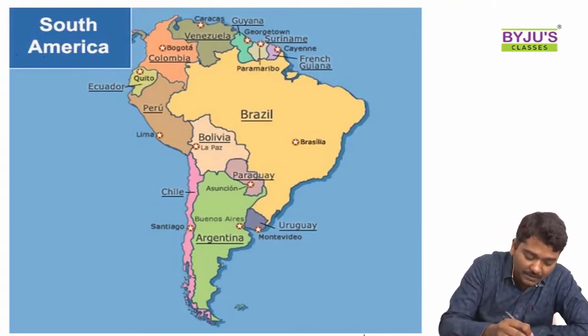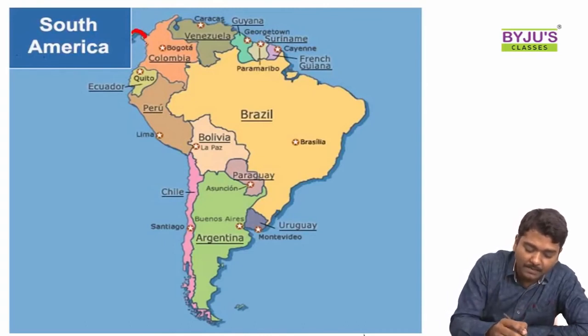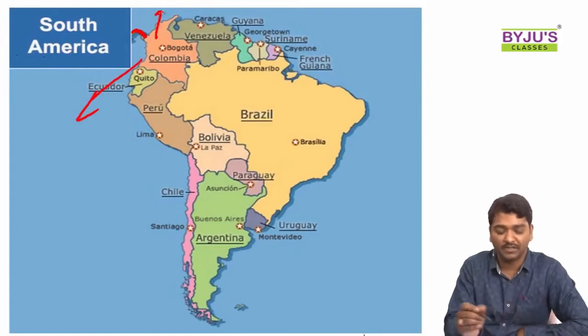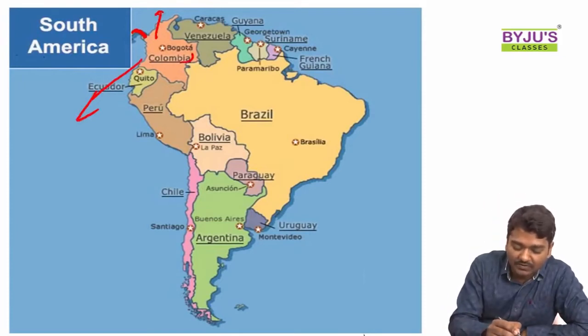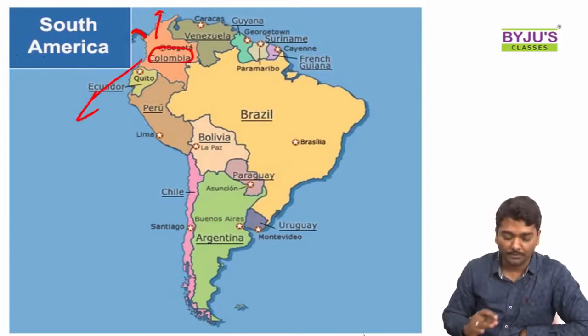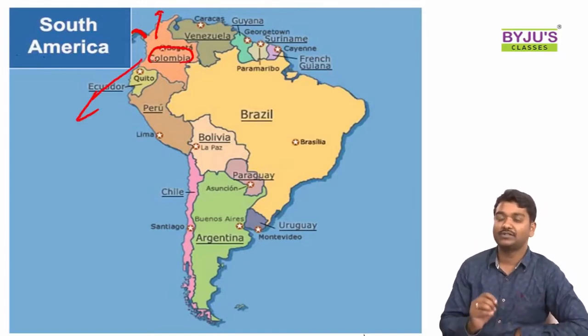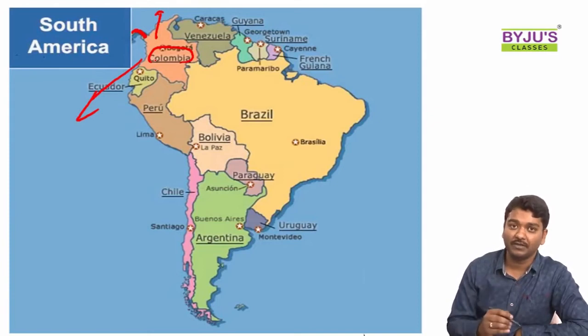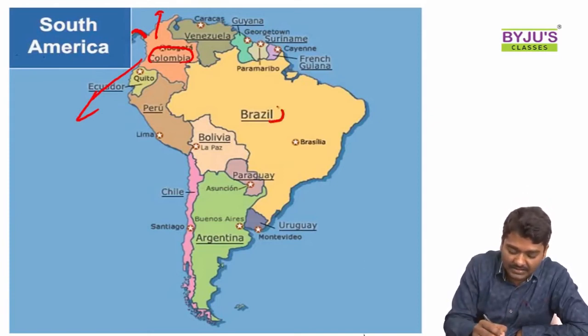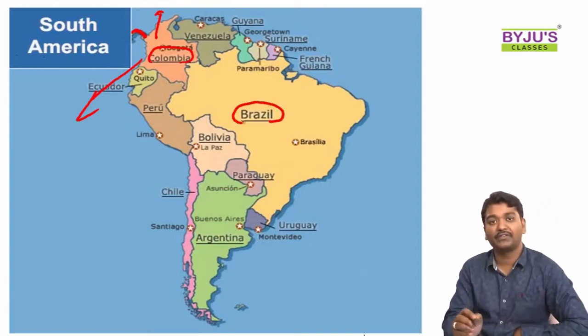So if you see this particular region, right? So Colombia, some part of Colombia is on Pacific Ocean, some part is actually on the Atlantic. Colombia is the one which actually has boundary with both. The second thing is, which country in South America does not share border with Brazil?